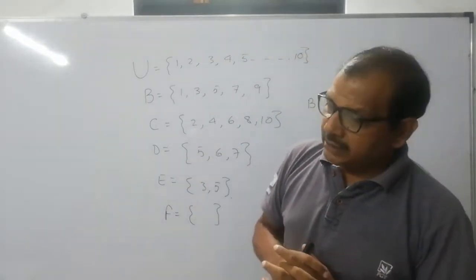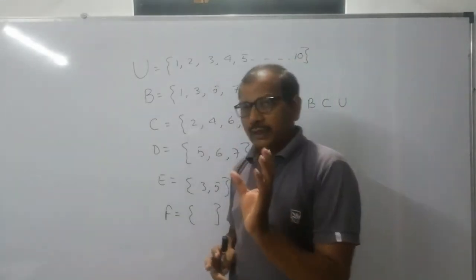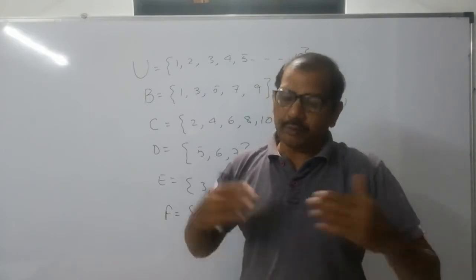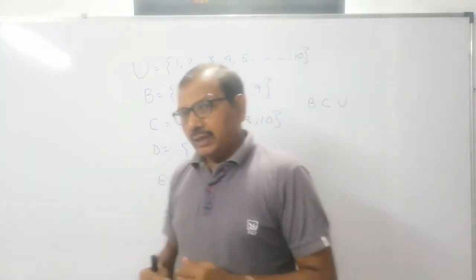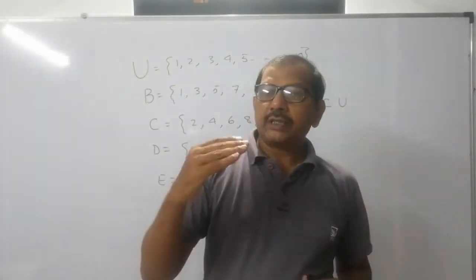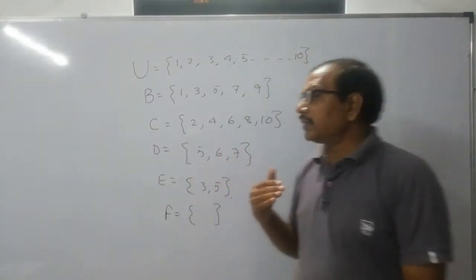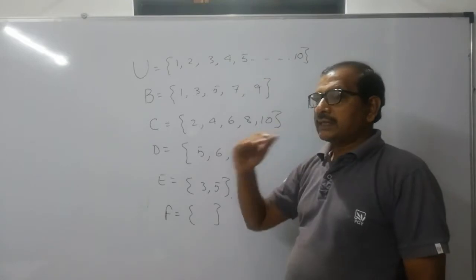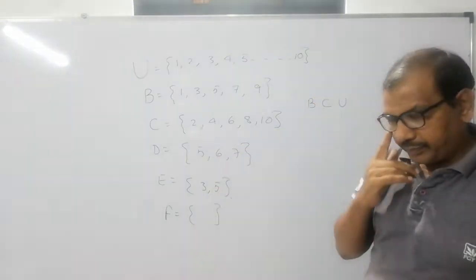Getting? That means empty set जो रहता है वो कोई भी set का subset होता है, कोई भी, right? Now ये चीजें थोड़ी सी आपको याद रखनी है, right? So who is a universal set, right? Then what is a subset relationship, right? All these things.